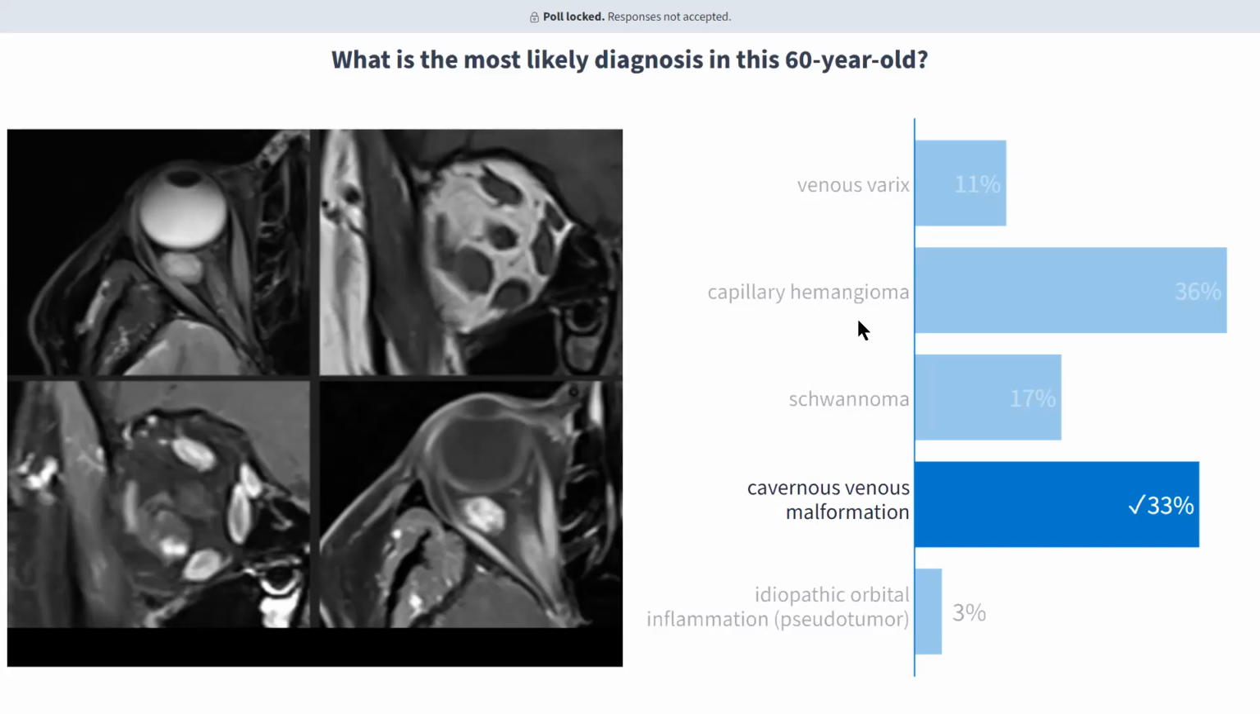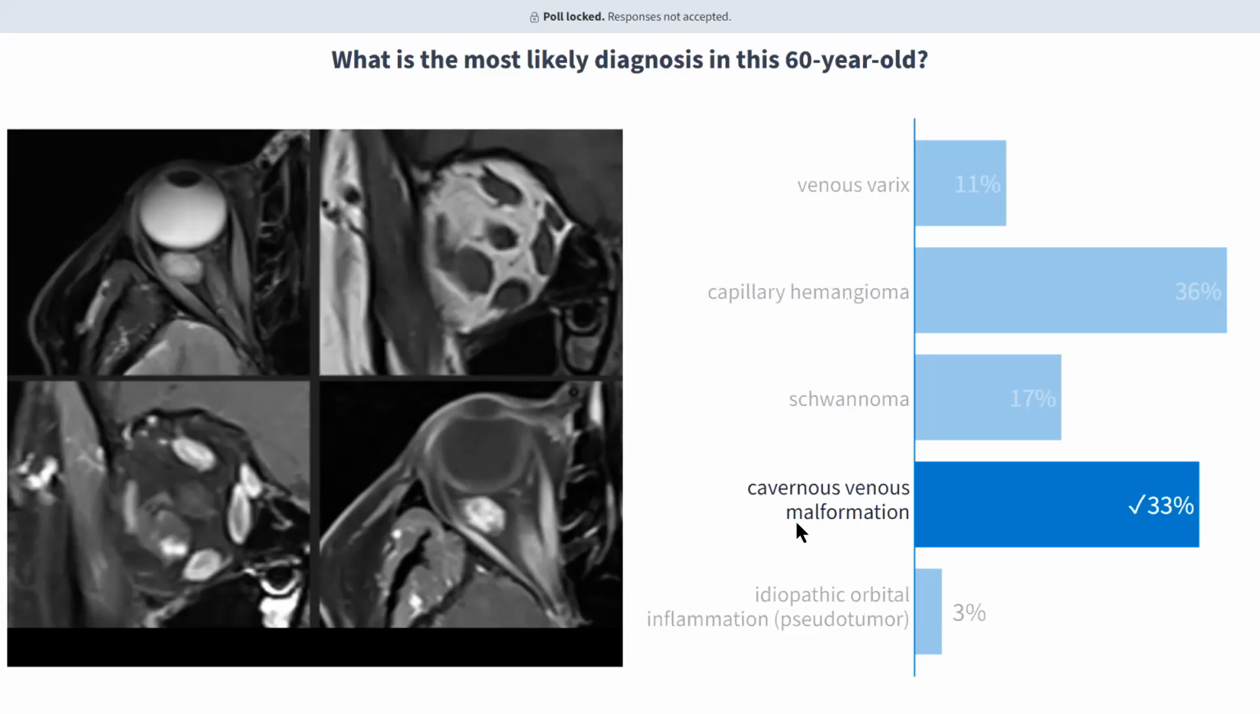The entity capillary hemangioma is different from cavernous hemangioma. Capillary hemangiomas are infantile hemangiomas, and so that would not present in a 60-year-old. Infantile hemangiomas would present within the first year of life, and then they typically involute. So the correct answer here is cavernous venous malformation.